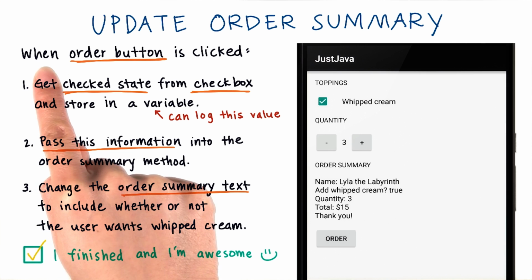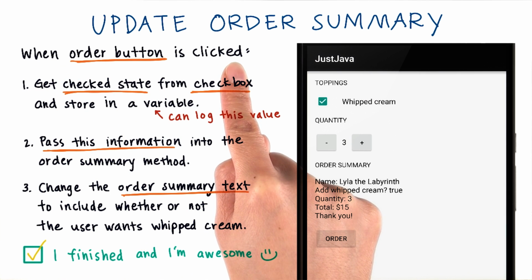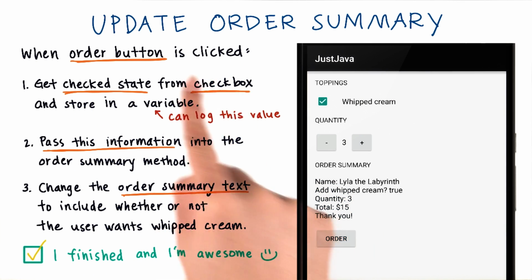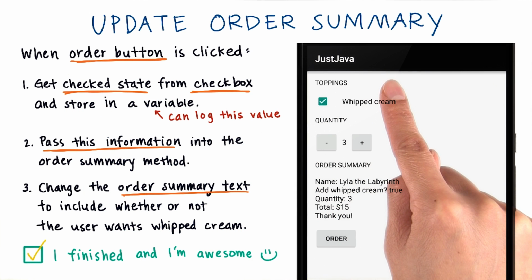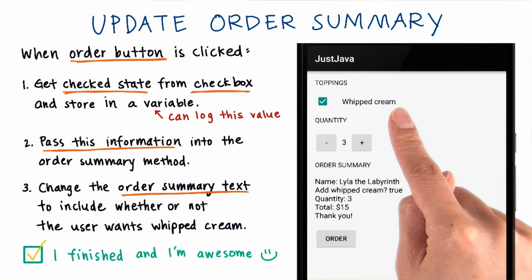The pseudocode starts with when the order button is clicked. This indicates that we should add our code in the submit order method. Then we need to get the checked state from the checkbox. In order to call any methods on a view in the view hierarchy, we need to first find view by ID. So the first thing I need to do is assign a view ID to this checkbox view.